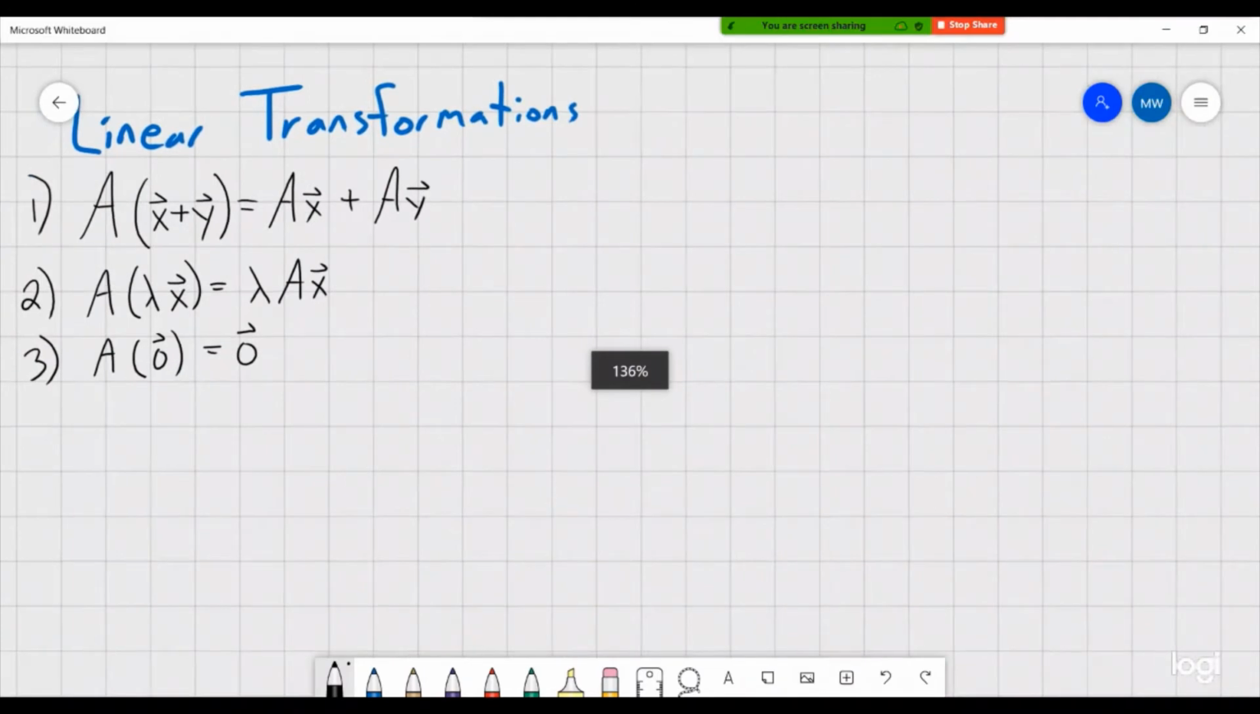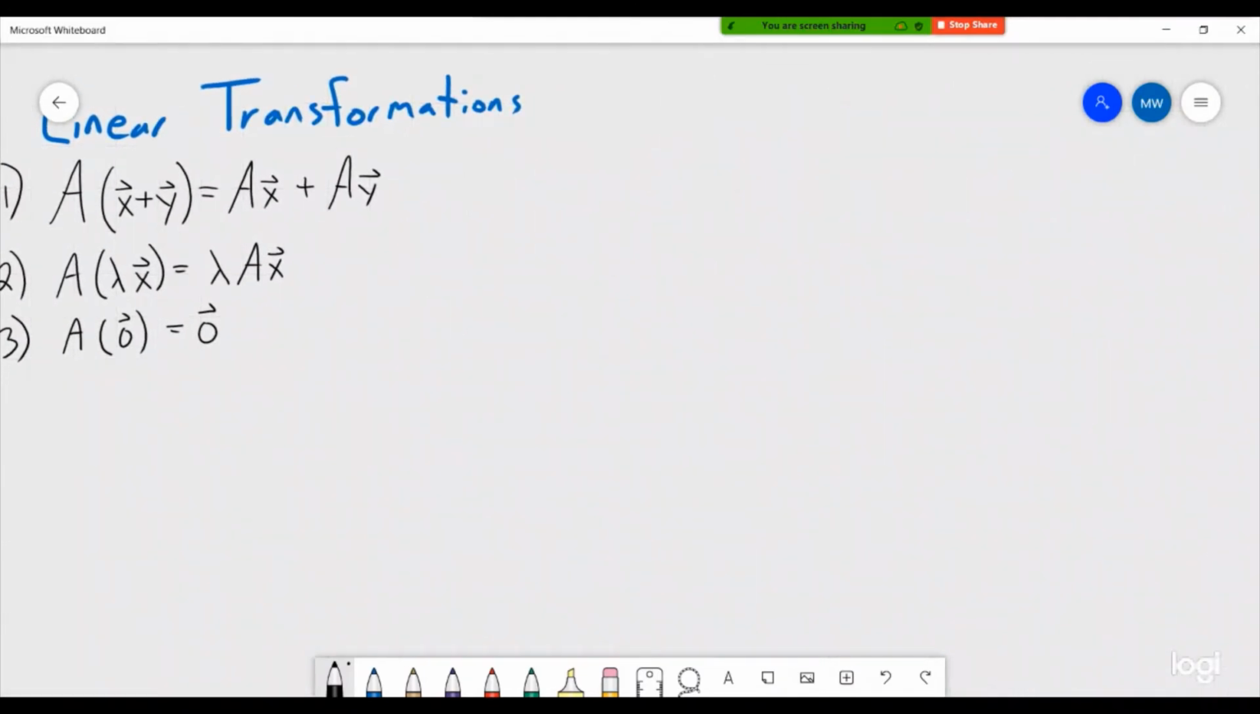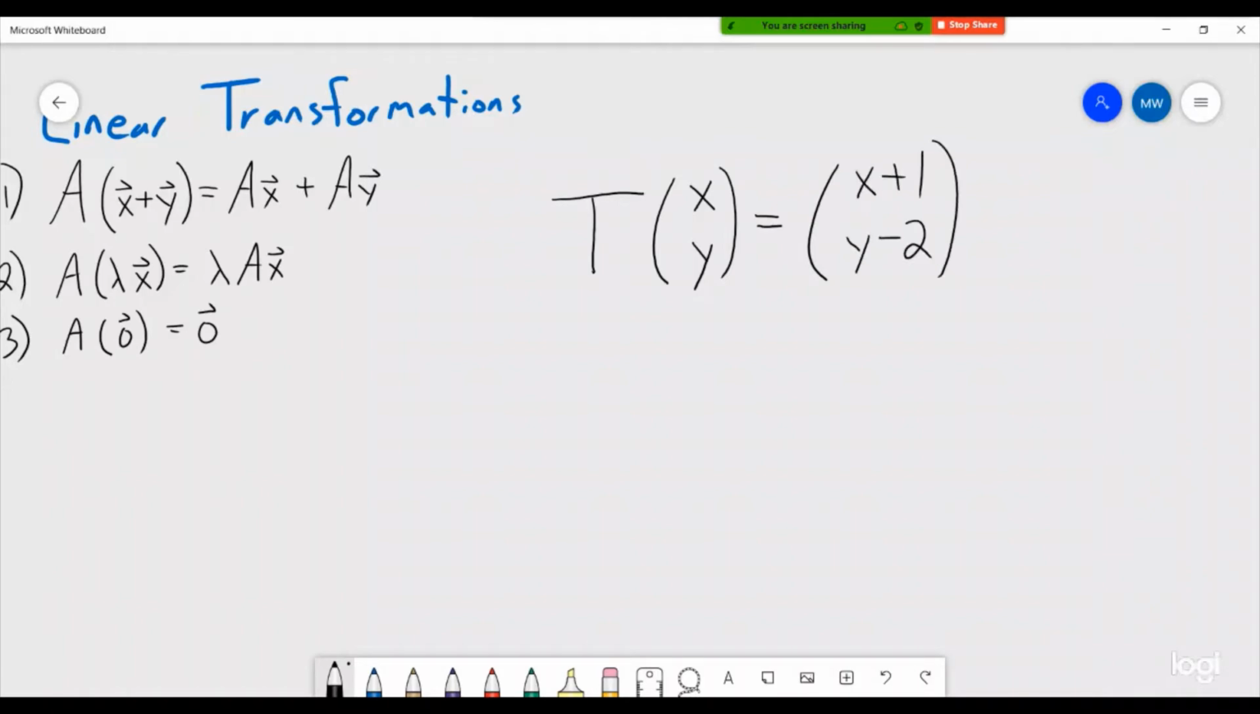From there, we can figure out if something is a linear transformation or not. So for example, let's say that we have T of (x, y), so T times the vector (x, y), is equal to the vector (x plus 1, y minus 2). If this is a linear transformation, then it has to satisfy all three of those properties. So to check, we just have to check each of those properties. One thing we can do is say, well, T of (a, b) is going to be (a plus 1, b minus 2).